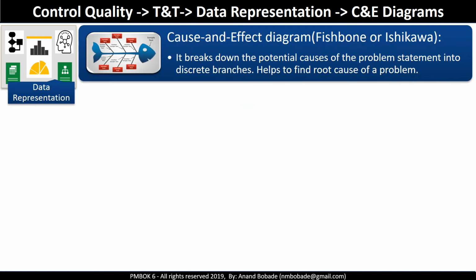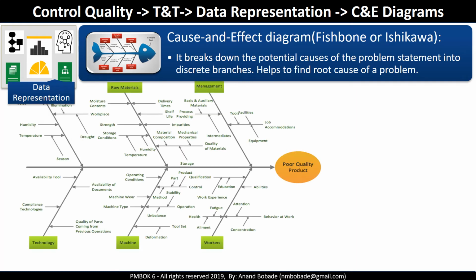Cause and effect diagrams. These are sometimes known as fishbone diagrams or Ishikawa diagrams. They are used to identify the root cause of a problem. This kind of diagram breaks down the potential causes of the problem statement into discrete branches. In quality, it can trace complaints about a quality problem. Let's take an example. In this diagram, the main problem identified is a poor quality product. So this is a problem that needs to be solved.